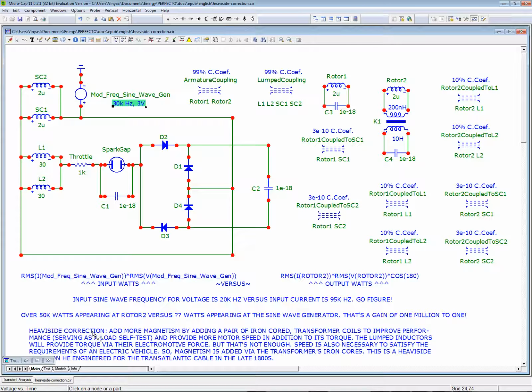It's the term Ferranti effect, Ferranti. And it's basically what Heaviside had to deal with. You know, the Heaviside problem is the Ferranti effect.